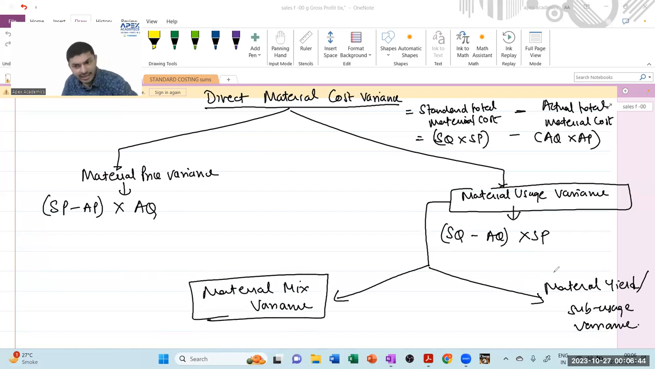In the next part of our lecture, we are going to dwell deeper into mix and yield variances. Till this point, I hope everybody has understood. This chart will play an important role in your conceptual learning. I request that you all please take a screenshot of the same. Screenshot taken? Yes? All right, guys.